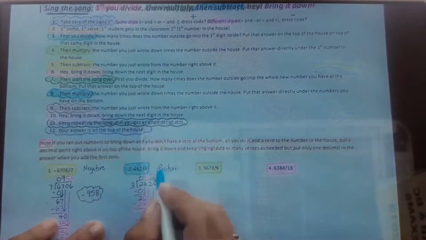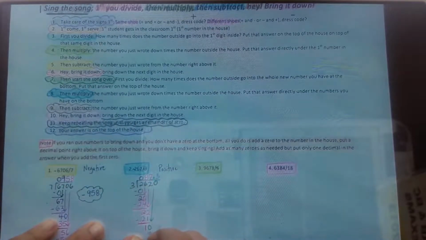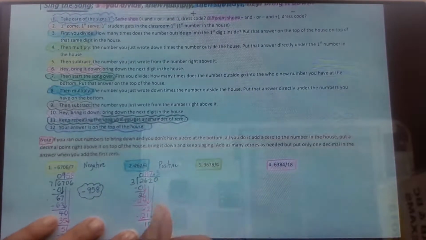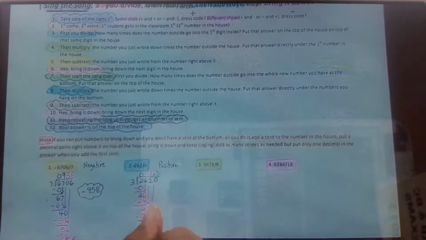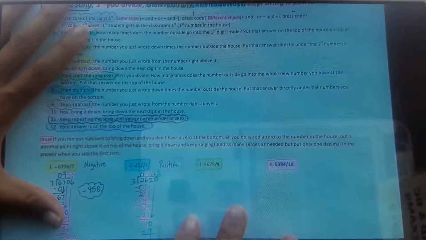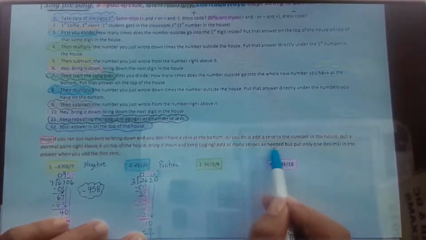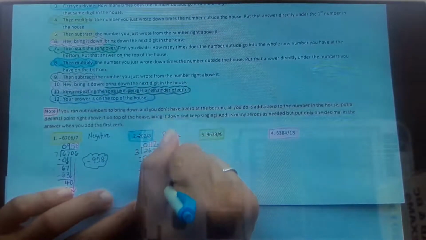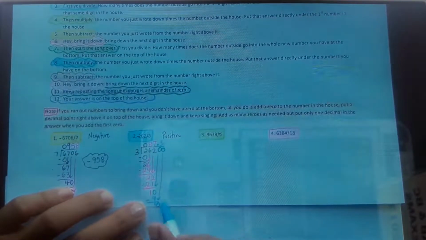To divide, so 3. Then multiply, 9. Then subtract, 1. Hey, bring it down. And you're going to notice that you keep getting left with the 1. It's going to keep happening. So you're going to add another 0, but you don't have to put another decimal point. And then you're going to bring that 0 down. Hey, bring it down. And then you're going to sing again.